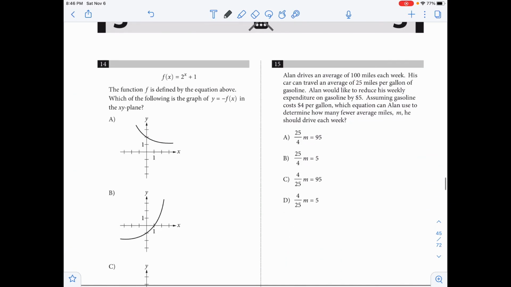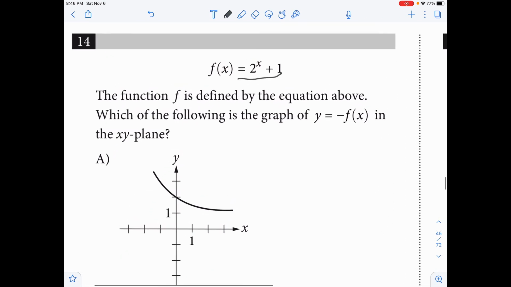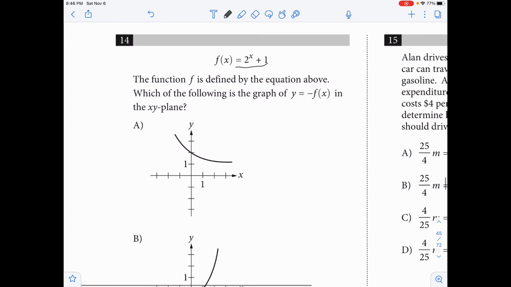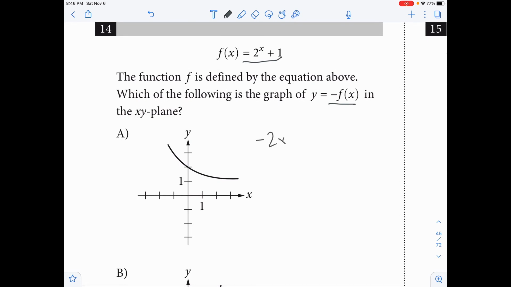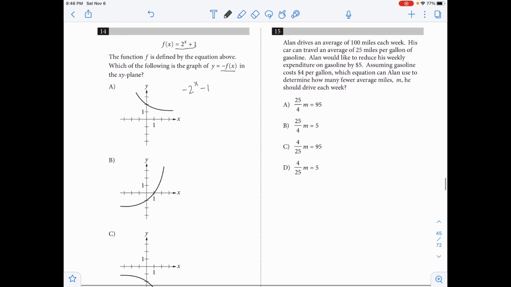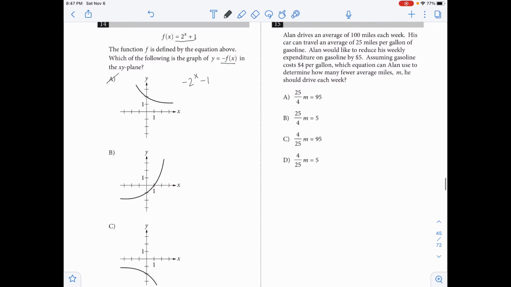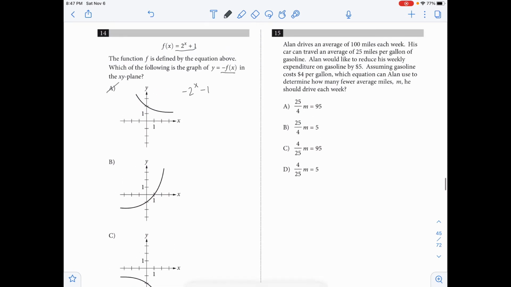For number 14, it gives you an exponential relationship, and it's going to ask you to find the negative of this. So therefore, this will be negative 2 to the power of x minus 1. So you know it's not A, because the y value is not negative, and it can't be B because it doesn't reflect over the x-axis. So I'm going to plug in.